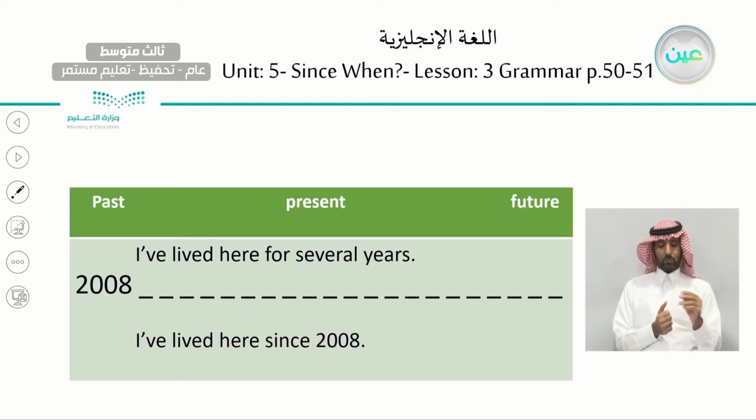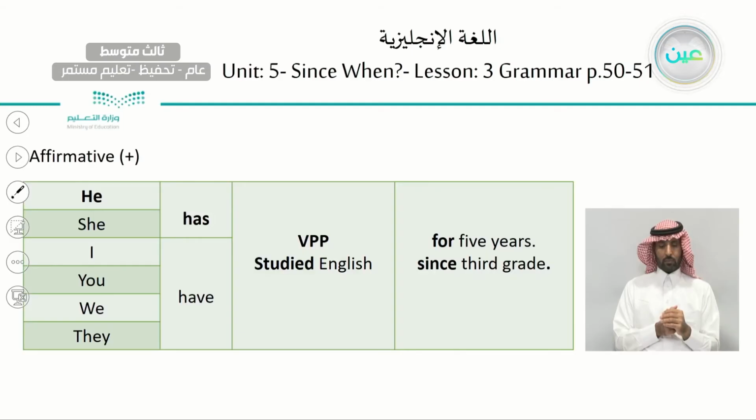Okay? How do we form the present perfect? We have he, she, I, you, we, they. These are pronouns, subjects. And with he and she, we use has. With he and she, we use has. And with the other pronouns, we use have. And then we have the verb past participle, studied English. This is the example you can see in your book. And then you continue the sentence using either for or since: for 5 years, since 3rd grade, okay?